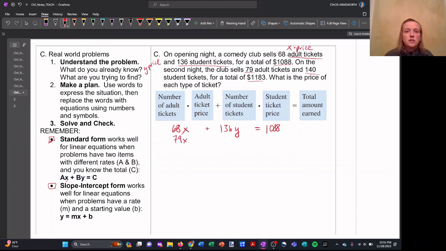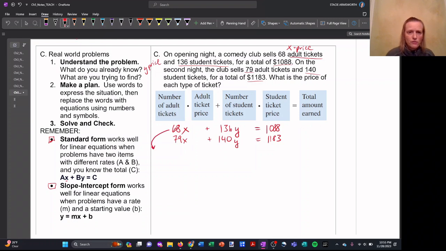We can set up a similar equation for the second night, which is 79 adult tickets plus 140 student tickets equals 1,183. So here are my two equations. I now have a system of equations. I want to find the one solution where both of these equations are true to get me that x value, the price of adult tickets, and the y value, the price of student tickets.